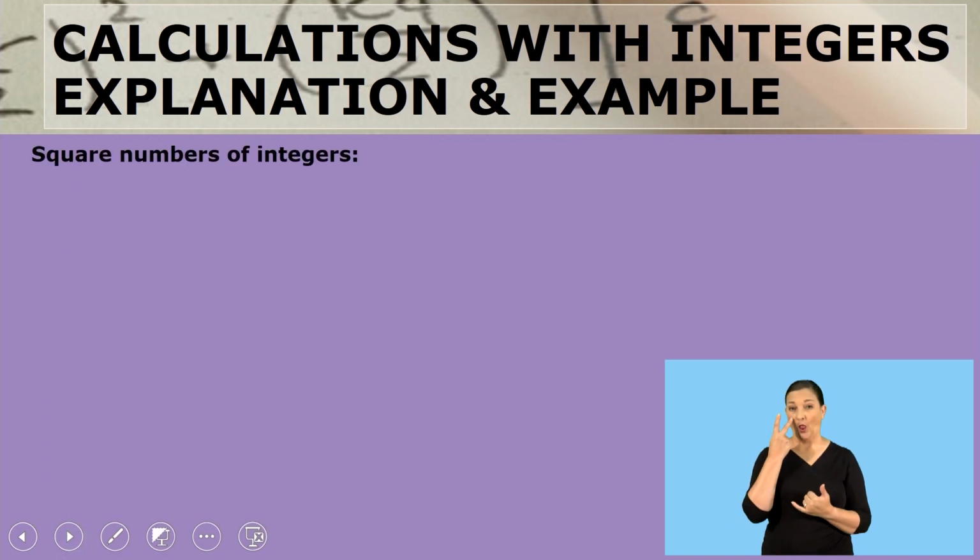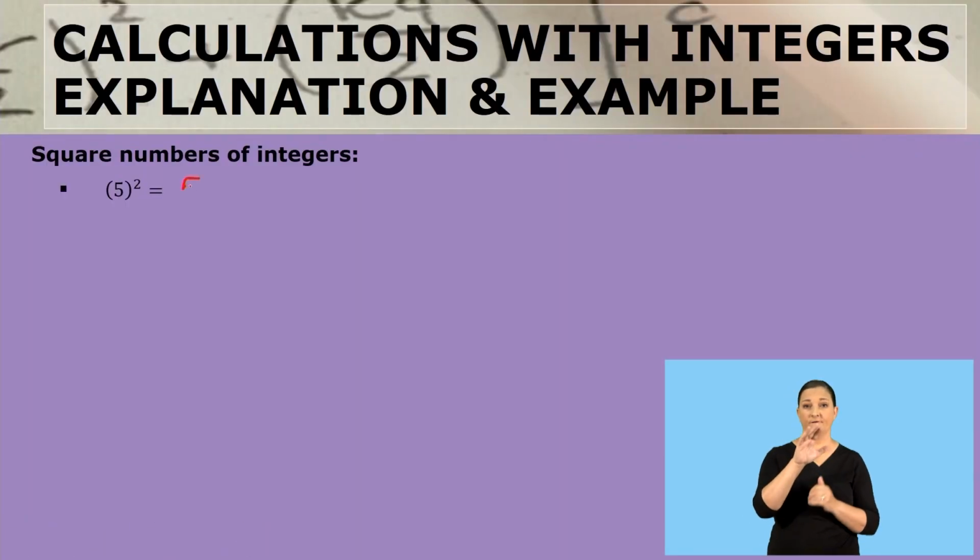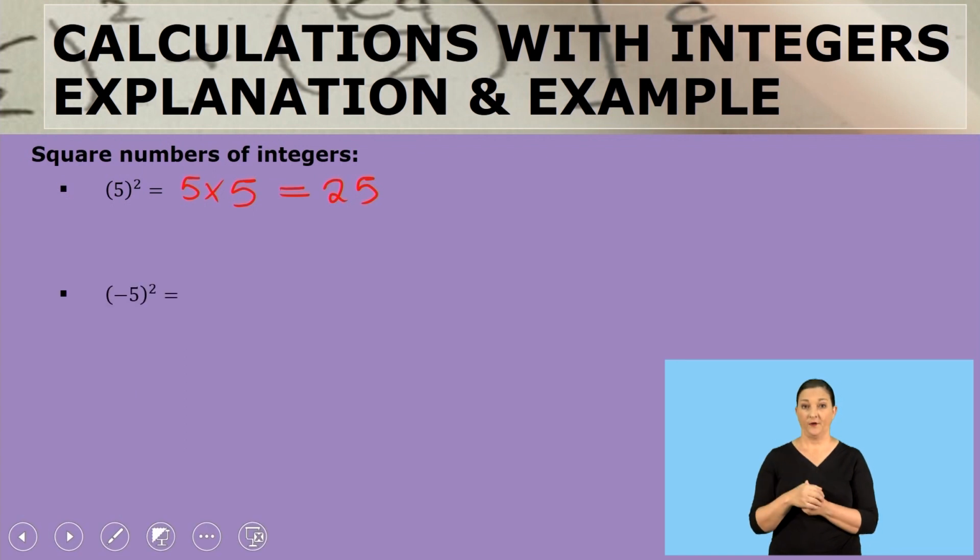Let's look at some square numbers of integers. Remember when we started the lesson in our pre-knowledge, we were working with the square and the cube numbers of whole numbers, but now we are going to look at integers. So I have 5 squared, and we know that it is 5 multiplied by 5, and that is going to give us an answer of 25. That is with a positive 5.